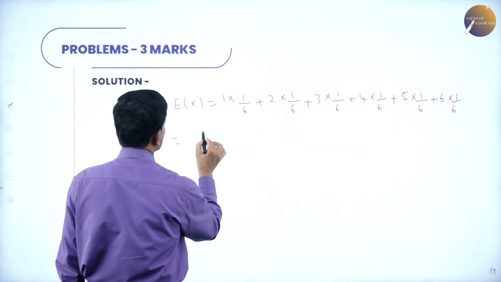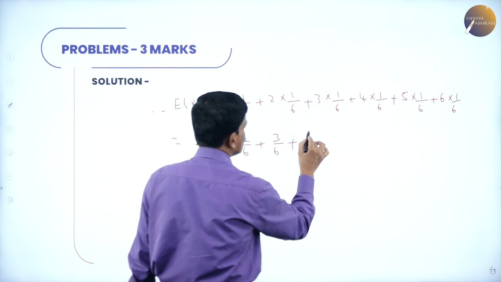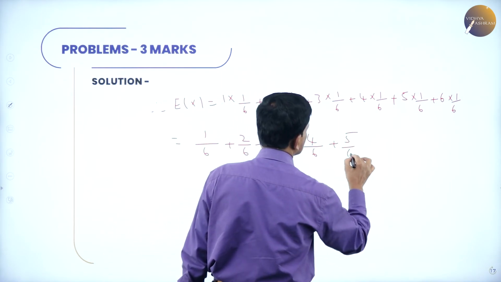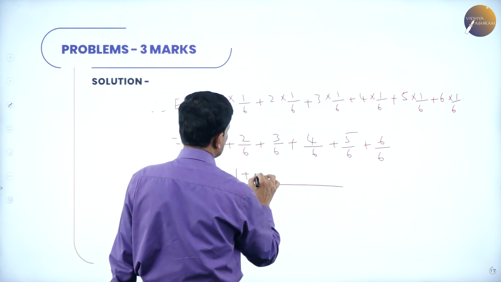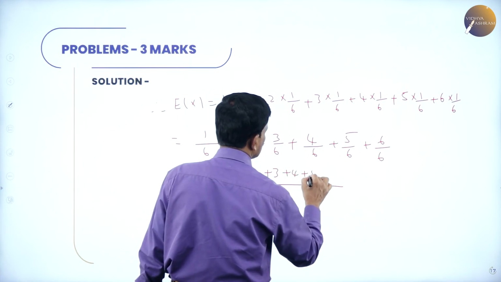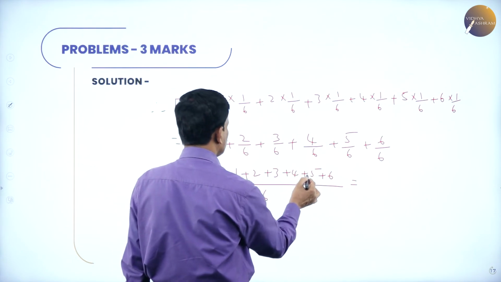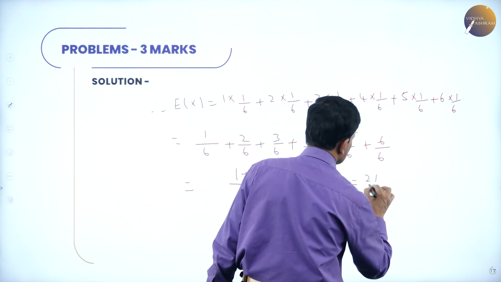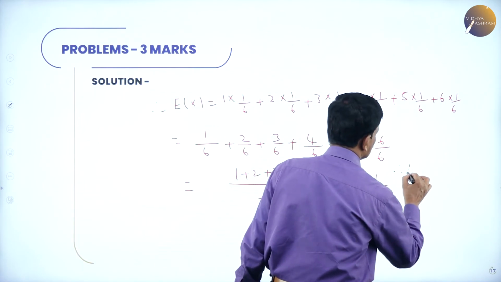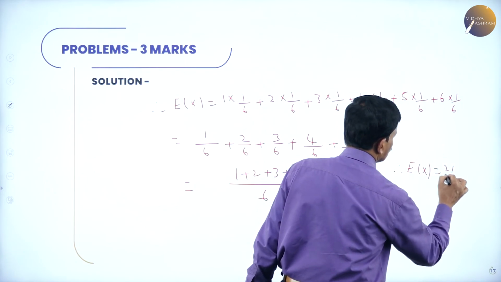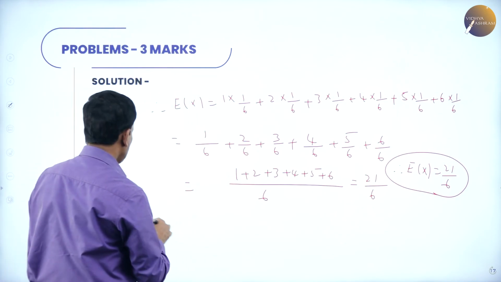So, this is nothing but 1 by 6 plus 2 by 6 plus 3 by 6 plus 4 by 6 plus 5 by 6 plus 6 by 6. Take the LCM, 6 is the LCM: 1 plus 2 plus 3 plus 4 plus 5 plus 6. What is this equal to? 6 plus 4 is 10, plus 5 is 15, 20, 21, divided by 6. Therefore, E of x is equal to 21 divided by 6. Now, similarly, find out E of x square.